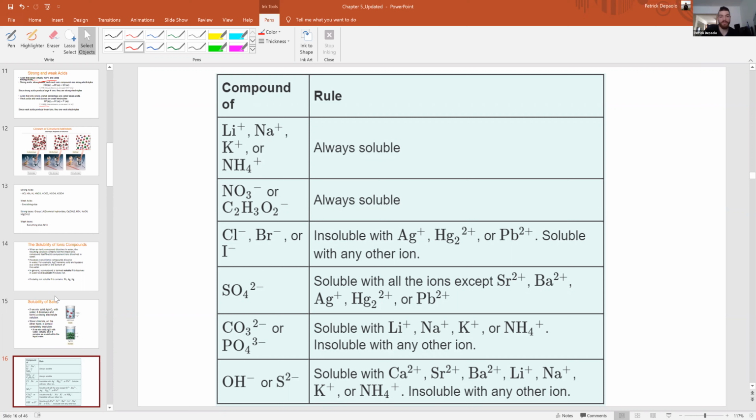So you need to know them, and they can be simplified. Here's how I'm going to simplify them. The first two rules, know them. If you have anything in group, let's say this.